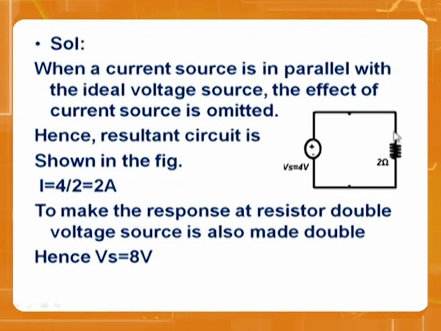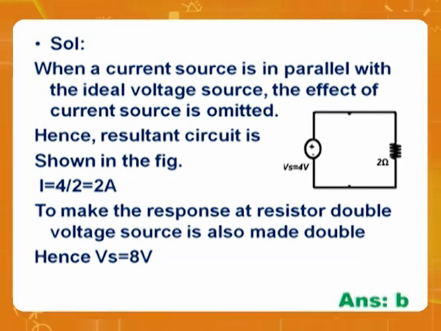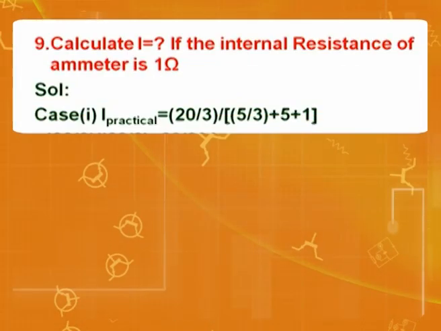To make the response at the resistor double, the voltage source also we have to double. For example, if you want to double the current, resistance cannot be changed. Therefore, voltage must be doubled. So the earlier value is 4, now to double it should become 8. So the answer is 8 volts, 2 amperes. The option is B. So this is an example to talk about sources.